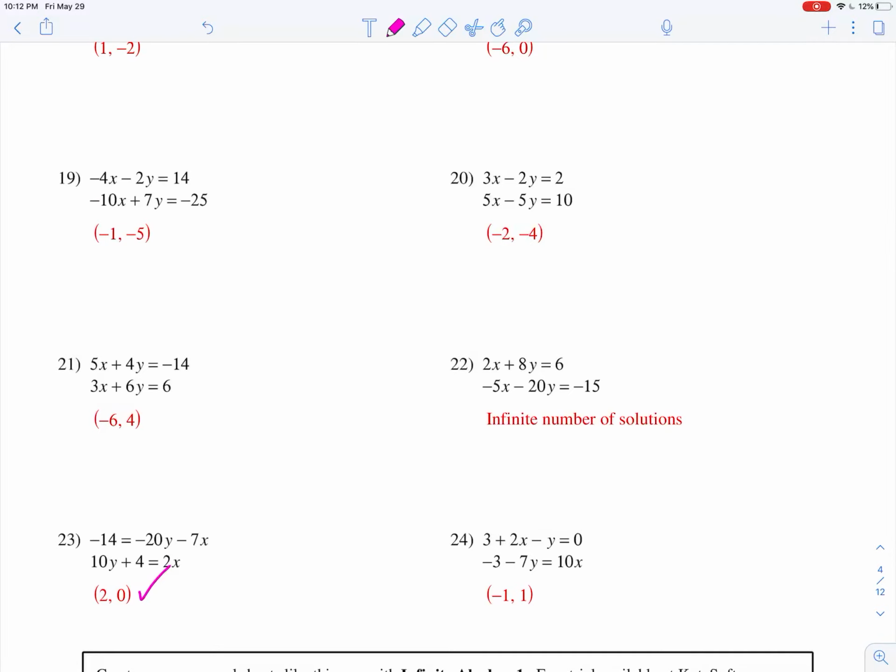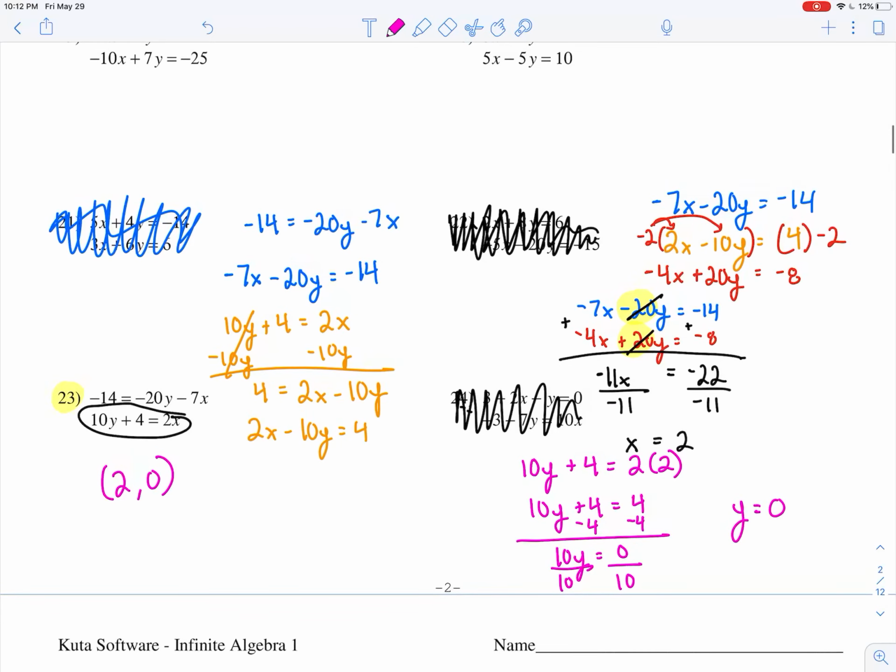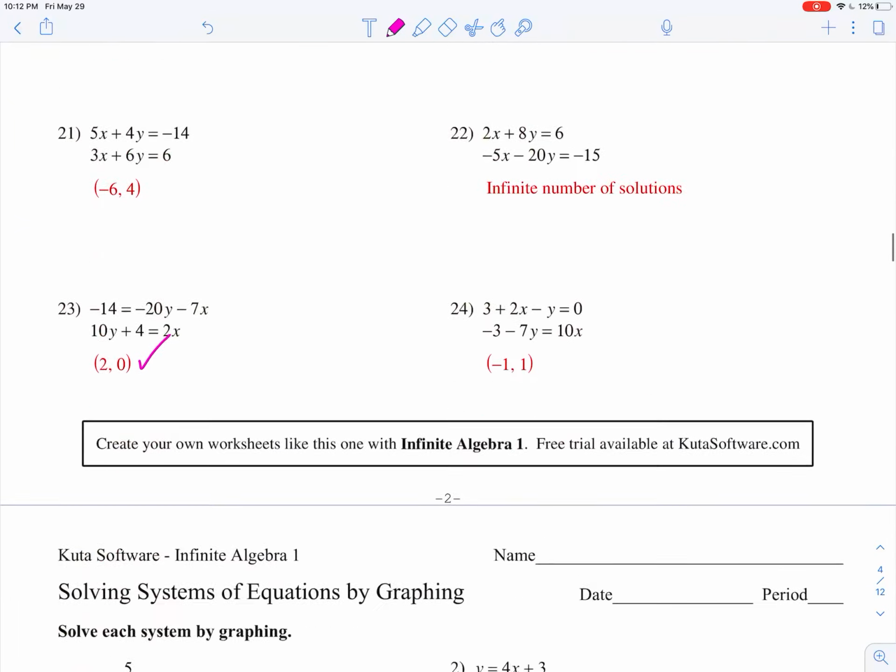(2, 0). Excellent. Okay. So those are the two examples that I wanted to walk through here. They are definitely more involved. They have more steps required to reach the correct answer. Okay? So hopefully this helps with the elimination part. Let's move on to graphing.